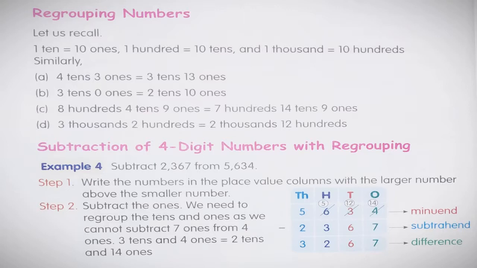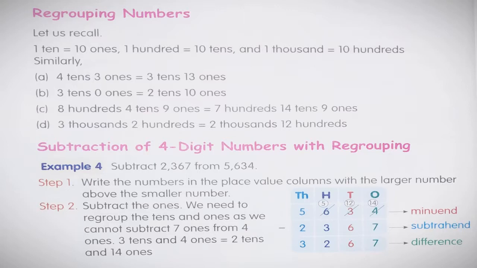Like this, B, 3 tens, 0 ones equal to 2 tens, 10 ones. C, 8 hundreds, 4 tens, 9 ones equal to 7 hundreds, 14 tens and 9 ones. D, 3 thousands, 2 hundreds equal to 2 thousands and 12 hundreds. Now, subtraction of 4-digit numbers with regrouping.